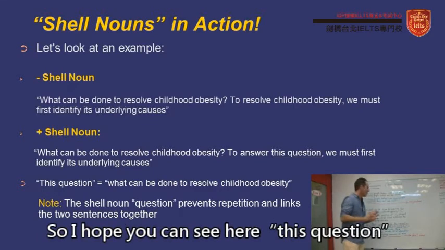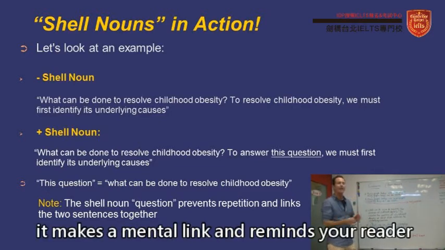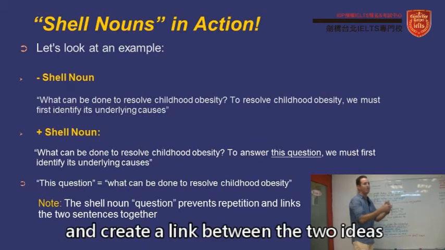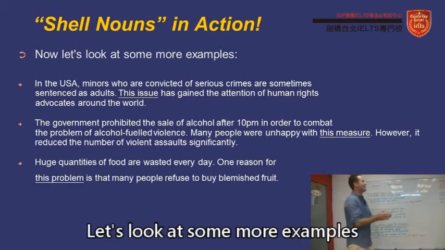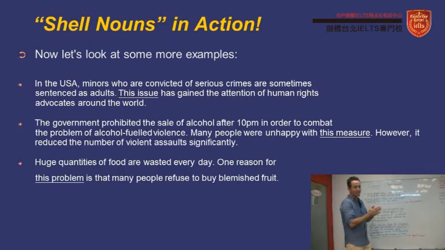Okay. So in the second example here, if we have a look, what can be done to resolve the issue of childhood obesity? In order to answer this question, we must first address its underlying causes. Okay, so I hope you can see here that this question points back to the first sentence, and it makes a mental link, and it reminds your reader of what you said in the previous sentence. Creates a link between the two ideas. Okay, that's one example. Let's look at some more examples. I'll just give you a minute to read these.